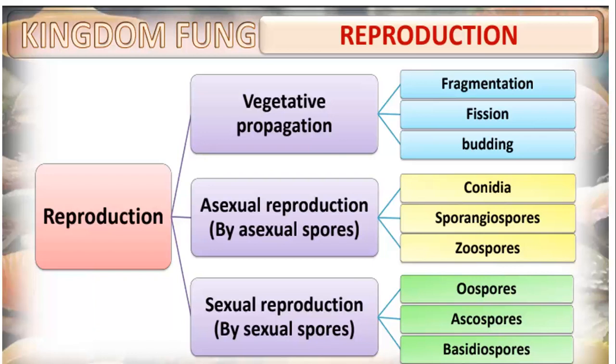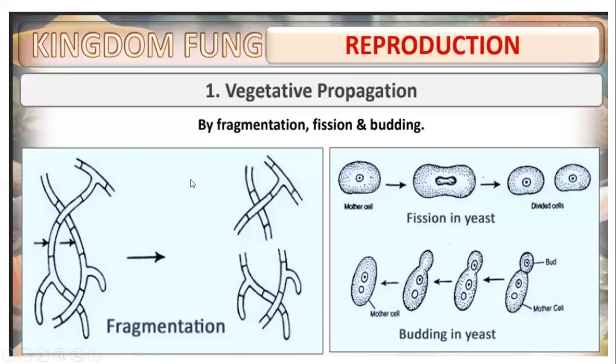Now let's come to the first one. First we will do vegetative propagation: fragmentation, fission, and budding. What is fragmentation? One part of the cell grows independently, which means it gets cut. Then if you have a cut, you get two individuals. Each fragment will be a new individual. Here initially it is one, but later it becomes two.